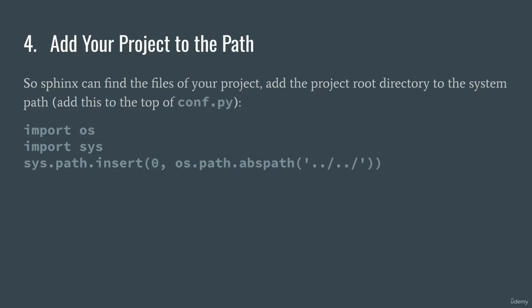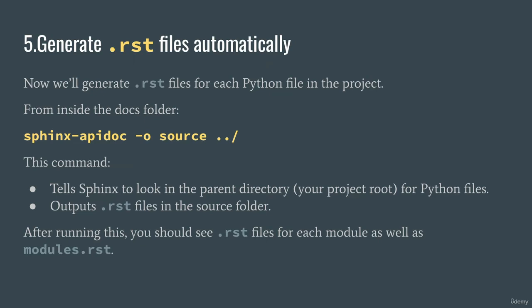To ensure Sphinx can locate your project files, add the root directory of your project to the system path. Put this code at the very top of your config file. Next, let's generate RST files automatically for each Python file in your project. Start by navigating to the docs folder and then run this command from inside the docs folder.